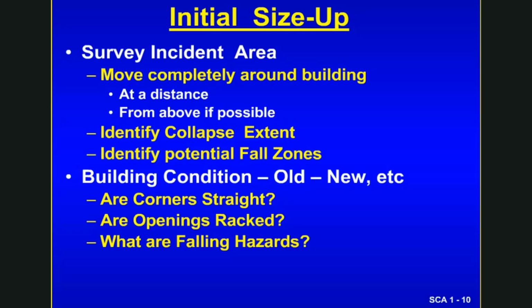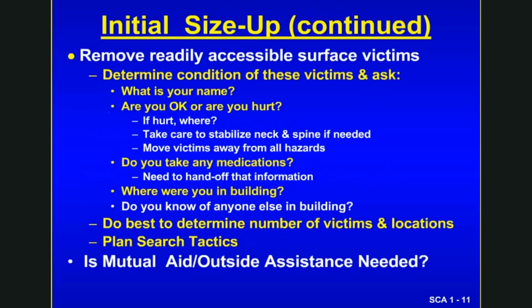The other thing is falling hazards. Falling hazards can hurt and kill even us with helmets on, so we want to be aware of where they're coming from. In addition, one wants to remove accessible surface victims. In order to do that, one needs to question them a little bit. What's your name? Are you okay or are you hurt? And if hurt, where? And so that one would know if one needs neck and back stabilization before moving.